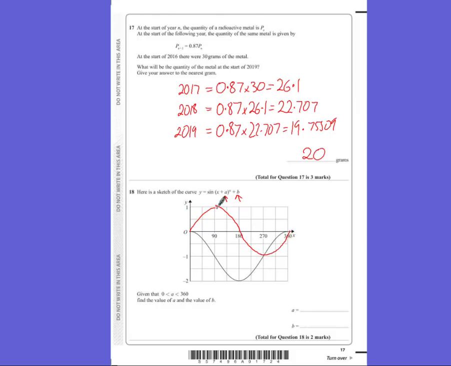So we can see that first of all, this point here has been moved over to here, so it's been moved left 90. So to move left 90, you need to add 90 on. So a must be plus 90. It's also moved down 1. So to move down 1, the number on the end must be a minus 1. So it'll be 90 and minus 1.